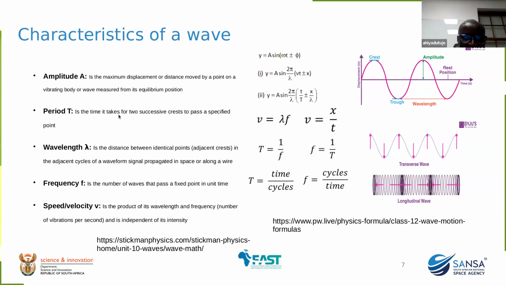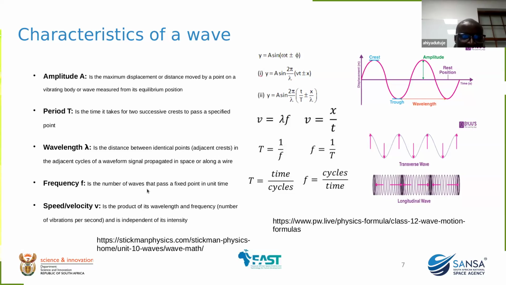Then we have the period, which is the time taken for two successive crests to pass a specified point. For example, if you record the time here and the time here, the difference between the two times is going to be your period. It can also be defined as the time taken for the wave to move from this point and come back to the same position. That time is the period of the wave. The wavelength, as I have already defined, is the distance between consecutive troughs or consecutive crests. So when you measure the distance between those two, you have your wavelength.